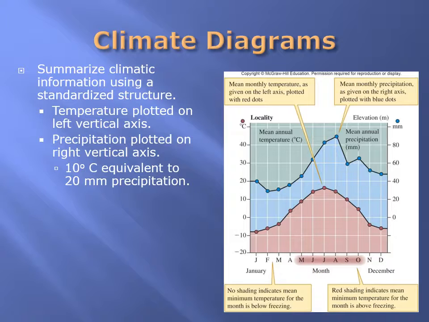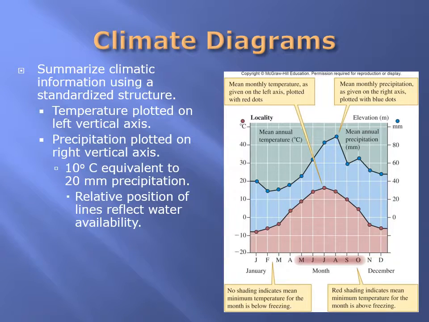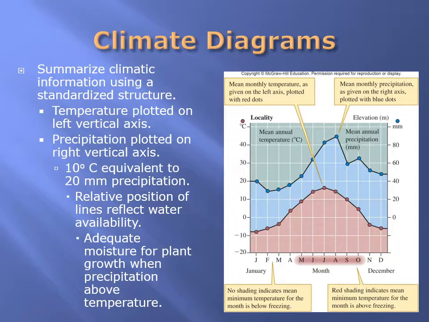So as you can see, looking at this chart, 10 degrees Celsius would be equivalent on this chart to about 20 millimeters of precipitation. And the relative position of the lines reflects water availability. So there's adequate moisture for plant growth when the precipitation line is above the temperature line. So you have in blue your precipitation line here, and then in red your temperature line. And wherever the blue line is above the red line, that means you have enough moisture for plants to grow.